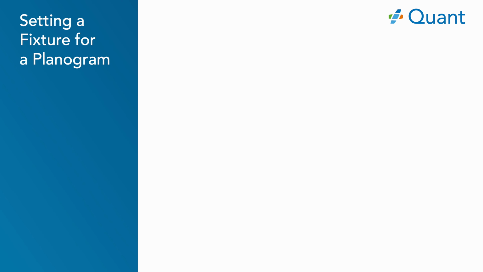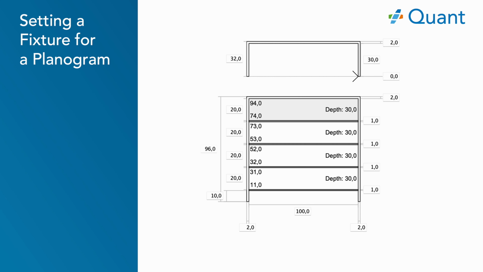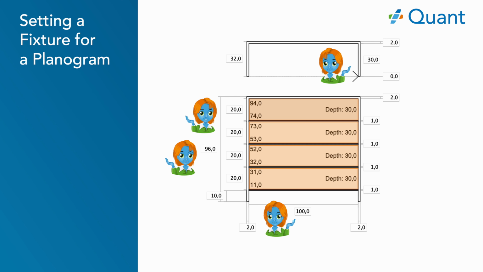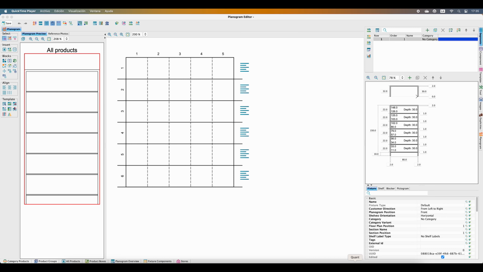Setting a fixture for a planogram. Please have the dimensions of your fixture prepared. You will need to know the depth, the height and the width of the fixture as well as the number of the shelves and its heights. In the planogram editor, click on the tab Segment in the right upper corner. Here you can insert the dimensions of your fixture.